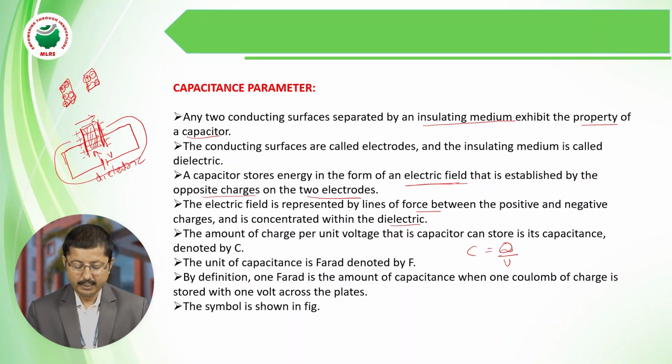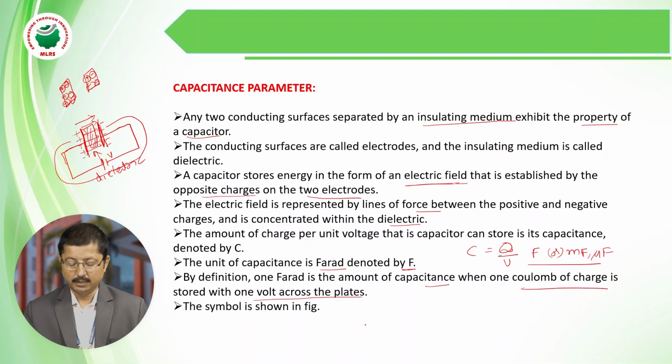It is denoted by C, and the unit of capacitance is the farad, denoted by F. Sometimes we represent it as microfarads or millifarads. By definition, 1 farad is the capacitance when 1 coulomb of charge is stored with 1 volt across the plates. This is the symbol of a capacitor.